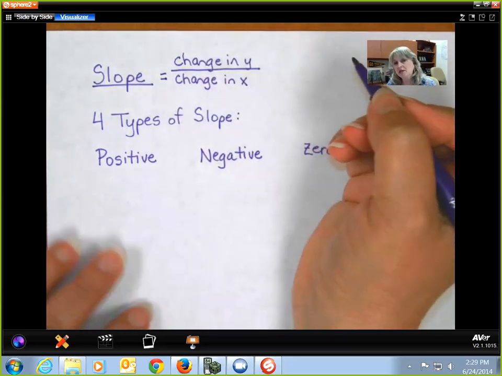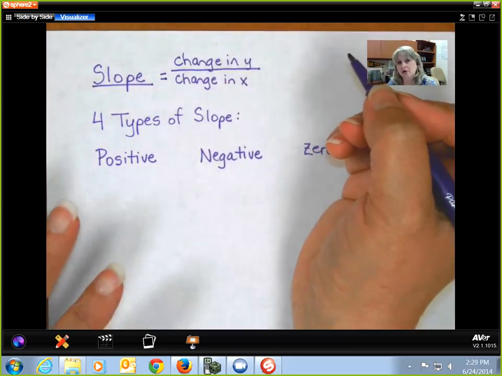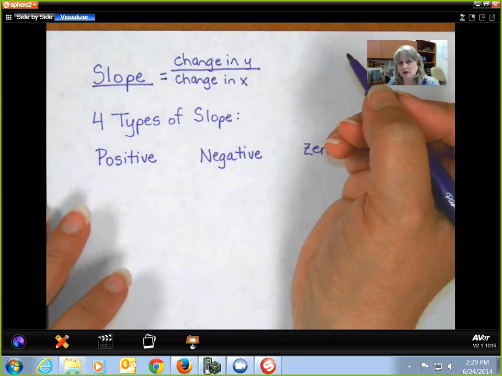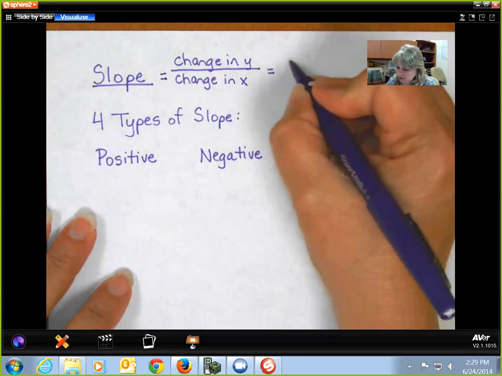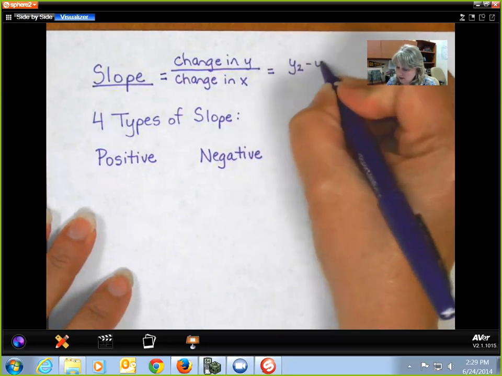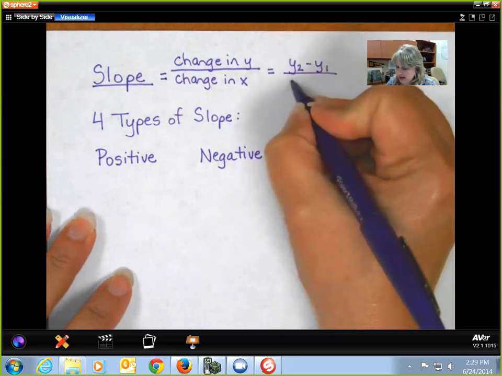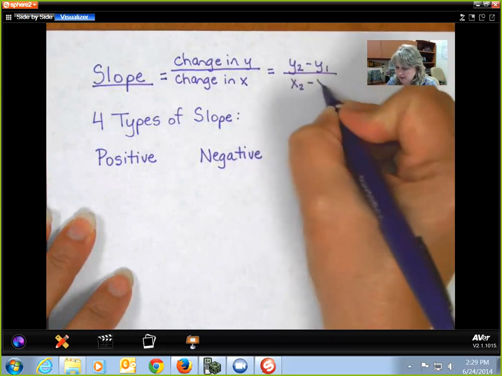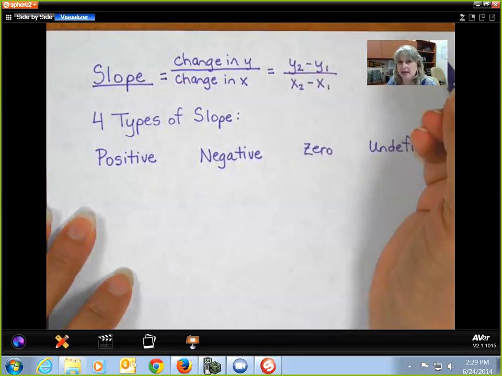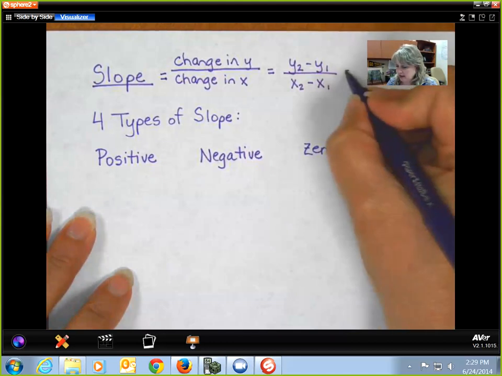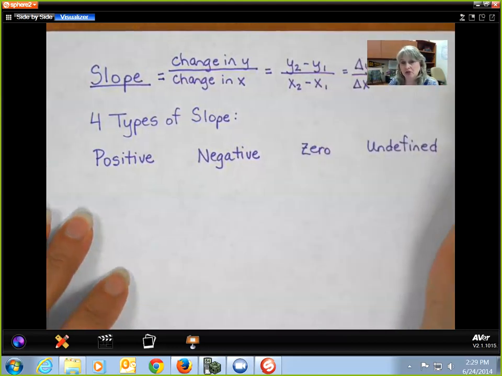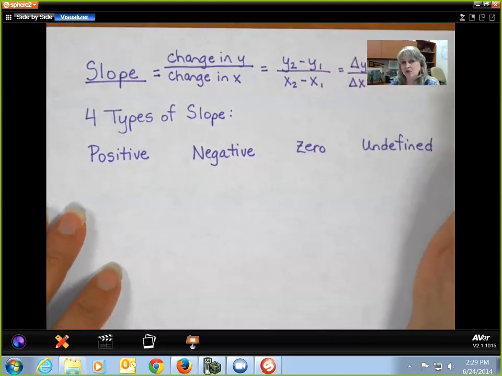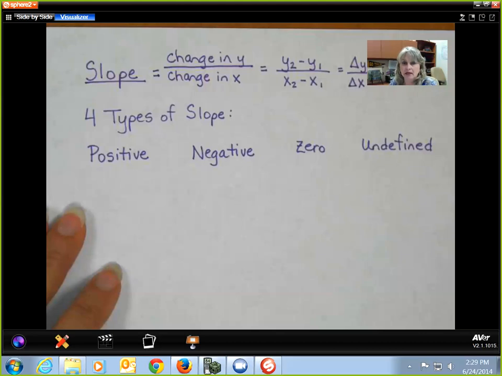Of course, change means the difference. So you're actually subtracting your y's over subtracting your x's. So you would get a formula, y sub 2 minus y sub 1, all divided by x sub 2 minus x sub 1. So that's your formula. In calculus, we actually write this as delta y over delta x, but it's your change in y over your change in x. Now, there's four types of slope that we need to discuss.